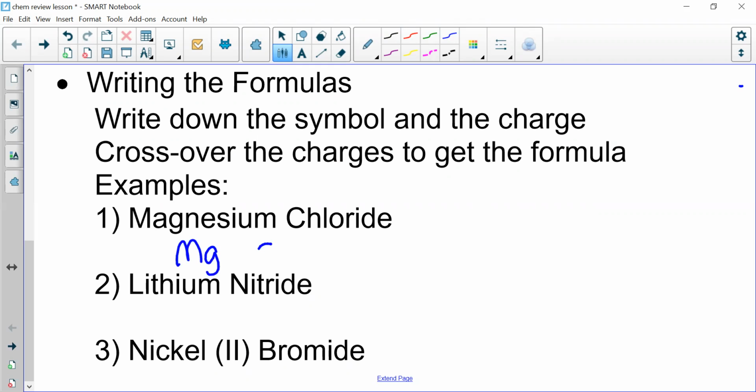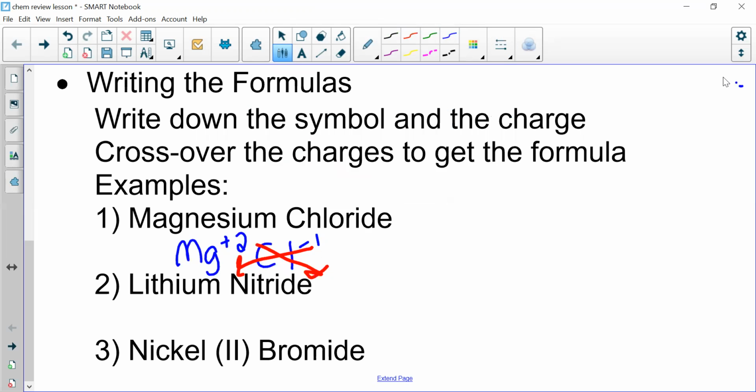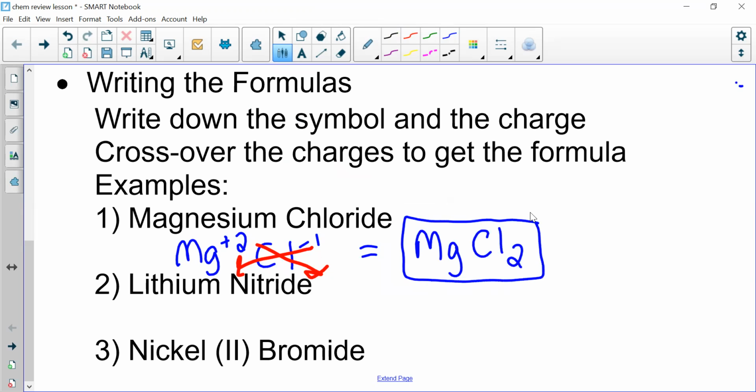MgCl2. Okay, so first I'm just going to write down the symbol and charges. Magnesium is +2, chlorine is -1. You do the swap and drop. So drop just the numbers, not the positive and the negative symbol. And then we do get Mg. We don't need to write the 1. Cl2. Can that be reduced? No, it can't. So that is magnesium chloride.